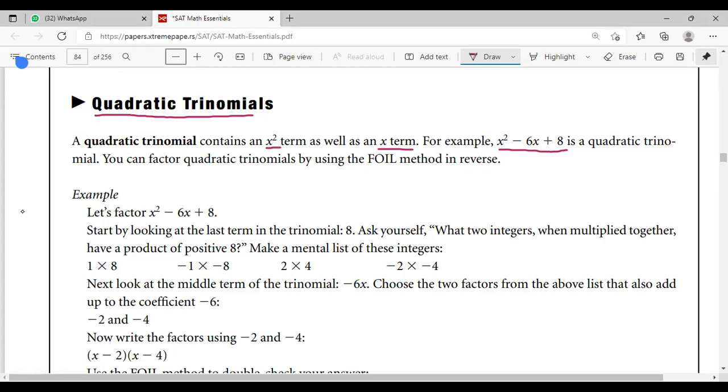Let's just start off with the example, right? Start by looking at the last term in the trinomial. It is 8. This is what we already know. Now we need to know two integers which would be multiplied. We need two integers such that when we multiply them, we get 8x squared, and when we add them, we get minus 6x. So the two integers in our case are minus 2 and minus 4. This is how we choose.